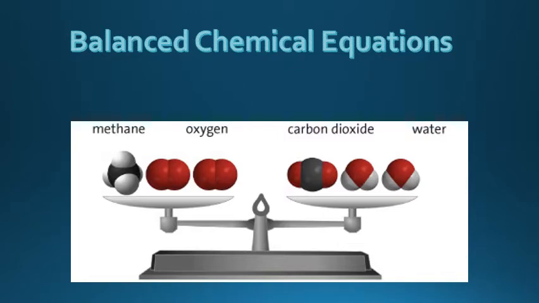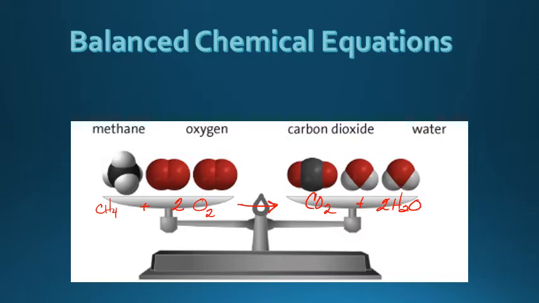Now, in a balanced chemical equation, notice your balance is balanced. Here we have methane, which is CH4, and here we have oxygen, which is O2. This one's saying for every 1 methane, I'm going to need 2 oxygens. See, there's 2 sets of little balls. Yep, 2 oxygens. And this is going to yield carbon dioxide and 2 waters.